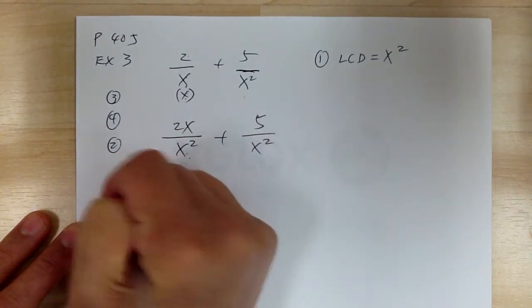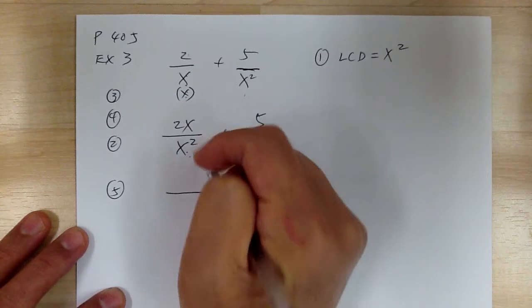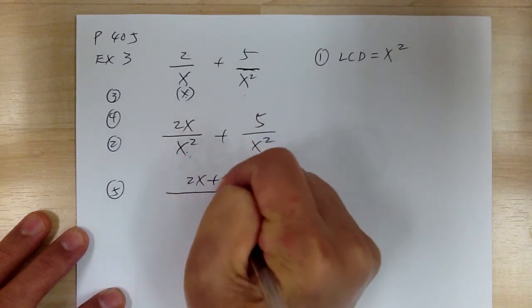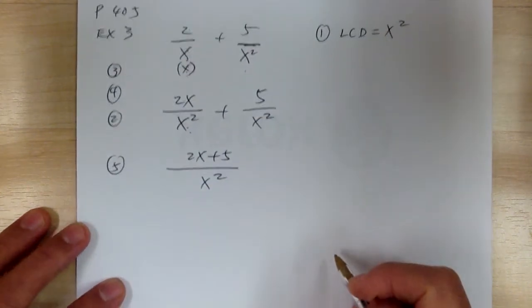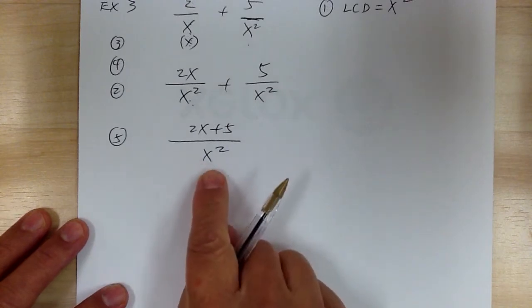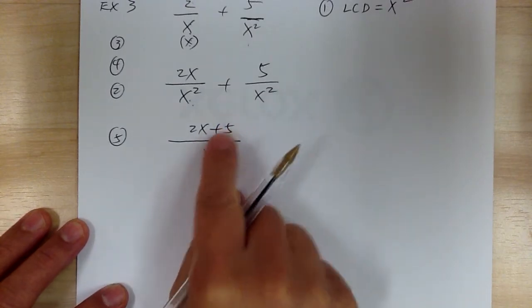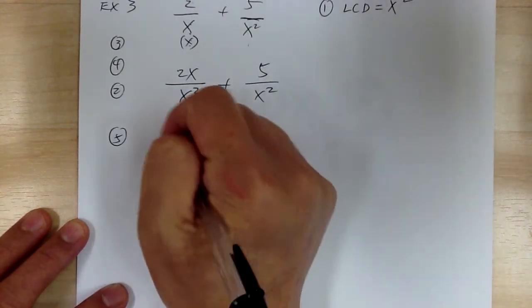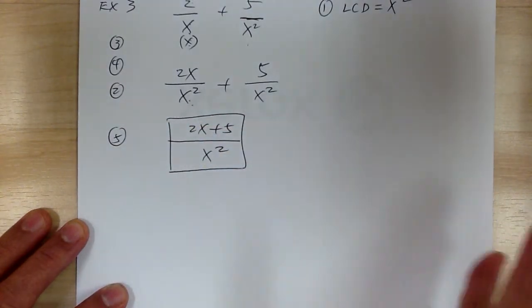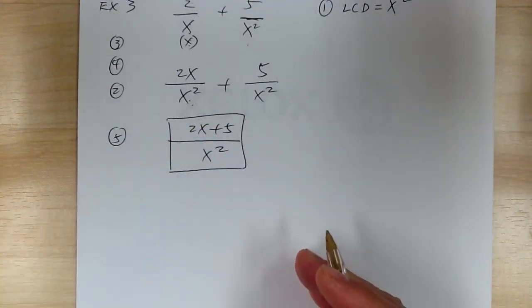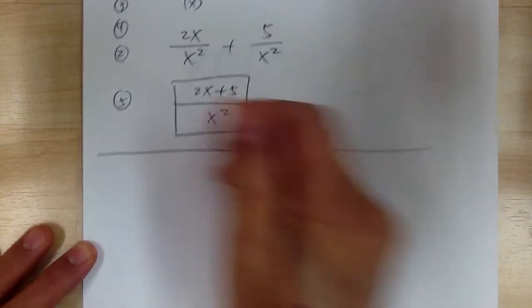Then step 5 is you add this together. So 2x plus 5 over x squared. Then after that, you have to check, see if you can factor to cancel. This one cannot factor, means you're done. So that's it. So every problem, you need to go through the steps. So let's continue with examples. Let's go to example 4.